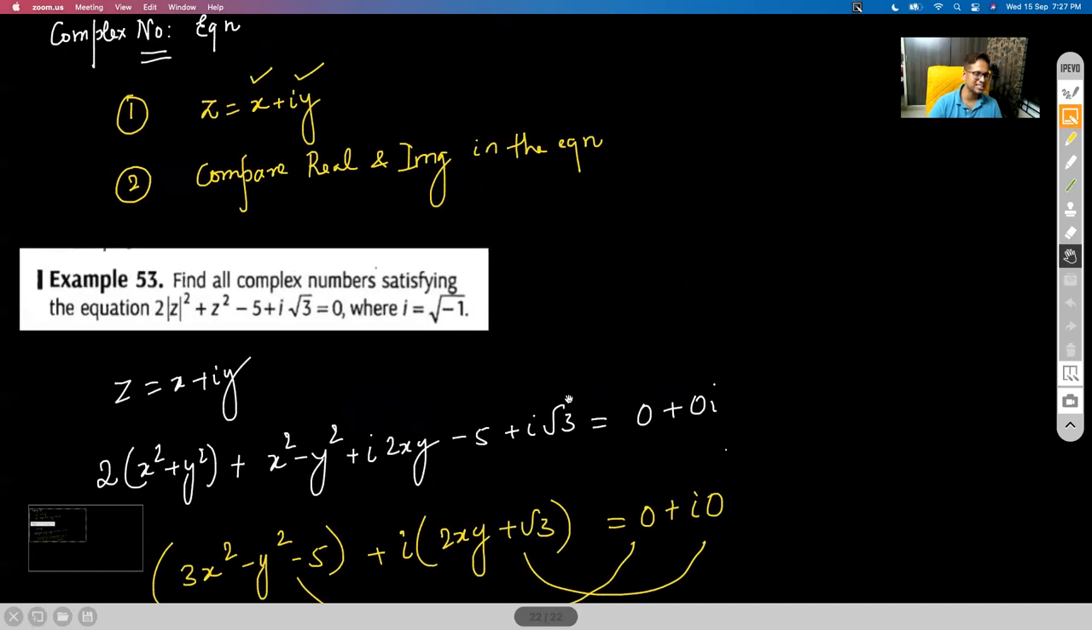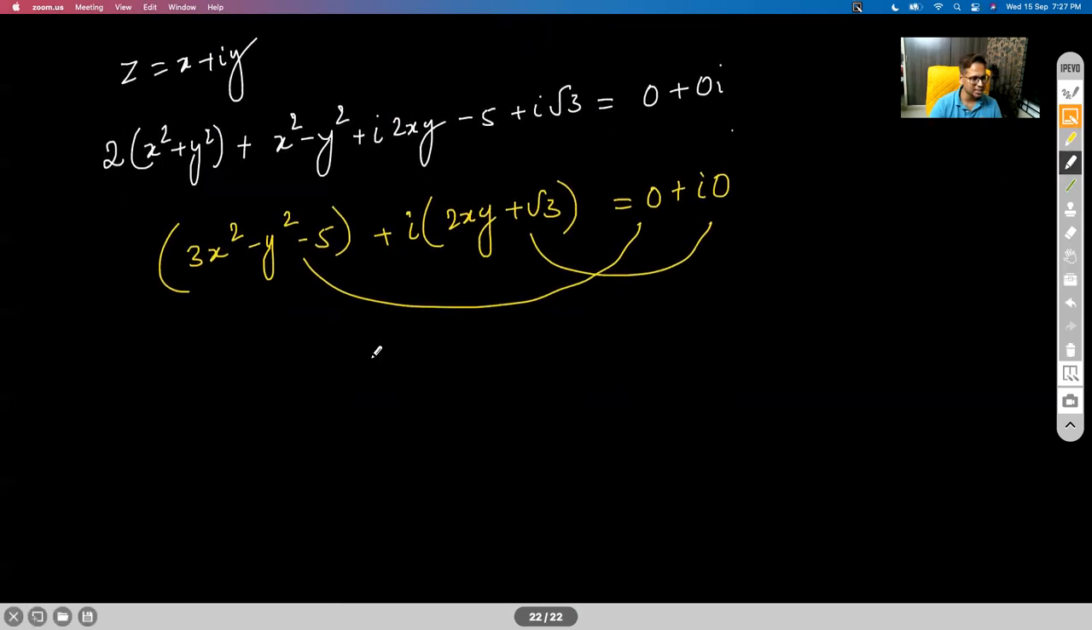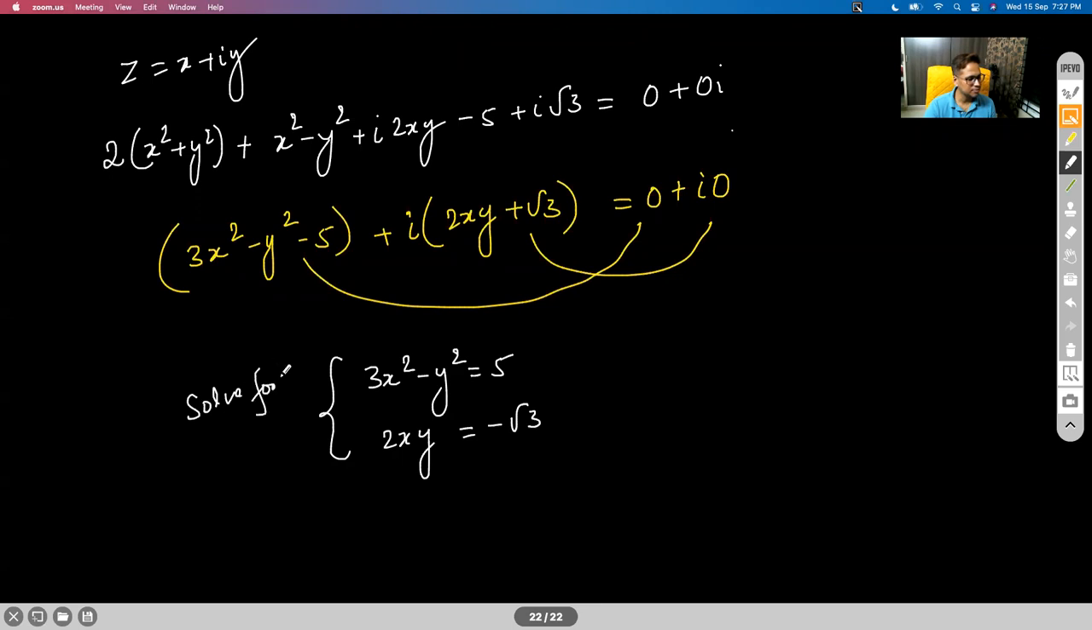Compare real and imaginary parts in the equation. So that will automatically give you two equations. One is this, another is this. Now, just solve these two equations. Let's solve for x and y in these two equations. So we have to solve for x and y.